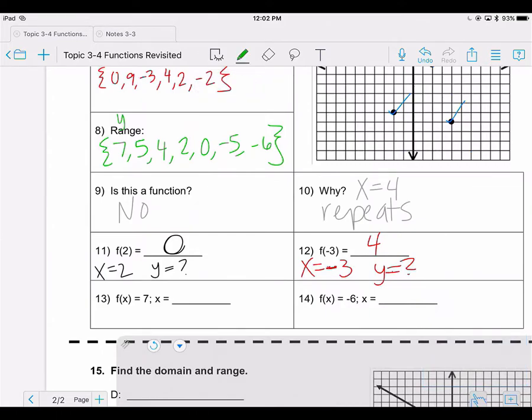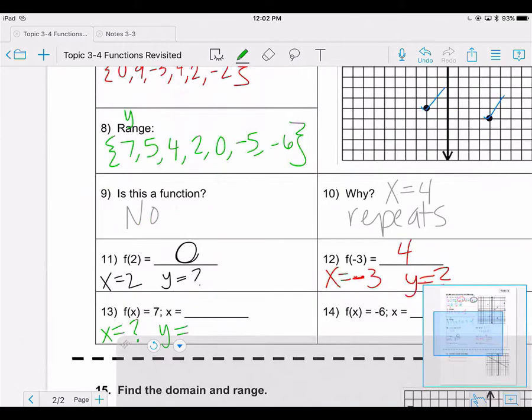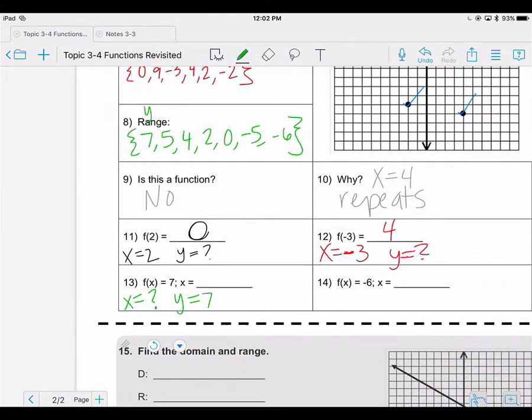Problems 13 and 14 look different. This time they're telling us f of x equals 7 and asking us what x equals. So this time we don't know x, but we need to find y. So, I'm sorry. We don't need to find y. We don't know x. We need to find x. They told us here, remember we talked about on 3.3, f of x is the same thing as y. These two are the same.